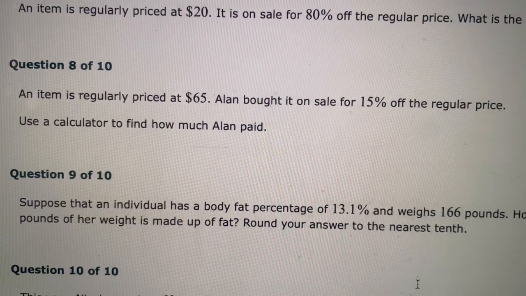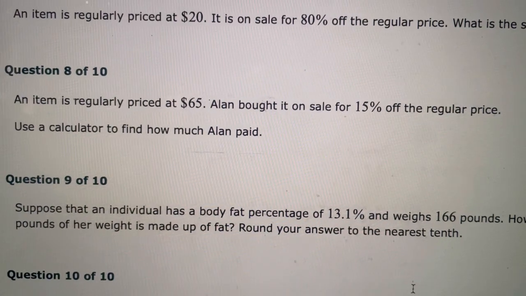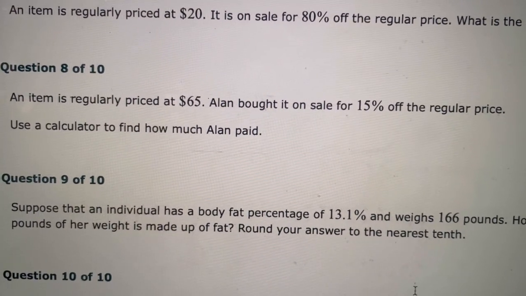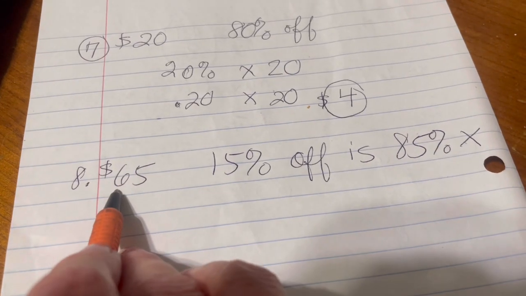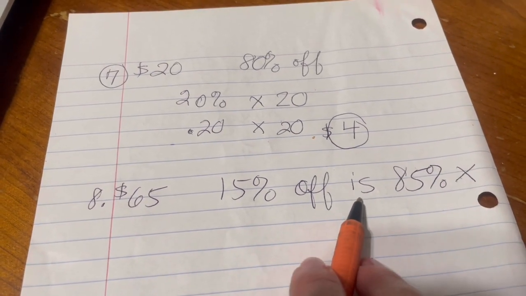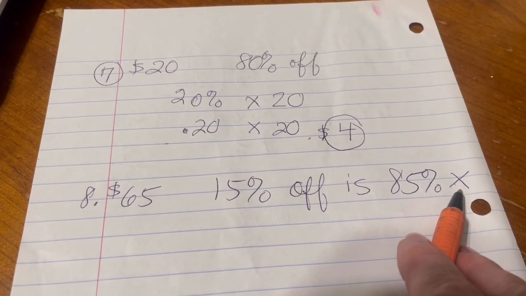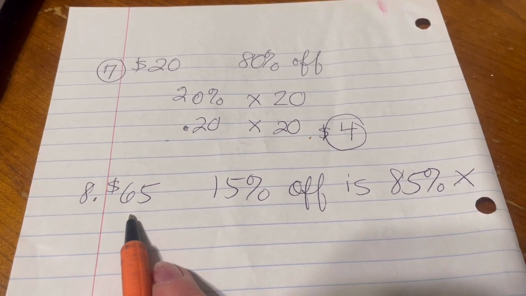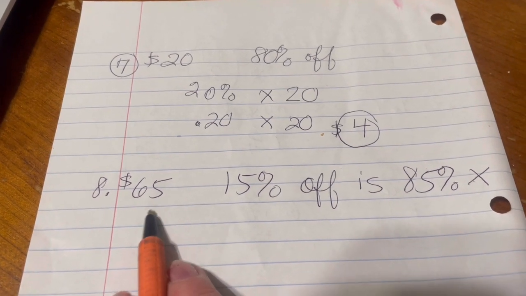Okay, so if he bought it on sale for 15% off and 100% is the whole, what percentage of the original price did he pay? Okay, so 65% was the original price. 15% off is the same as 85% of, or times. So we're going to take 85% times 65. Now they told us to use a calculator. I'm just going to go ahead and do this by hand.